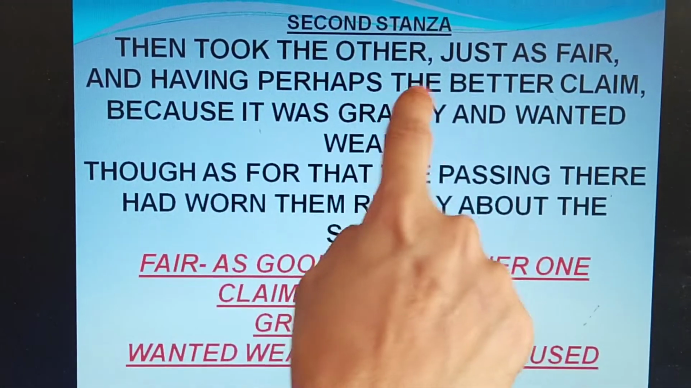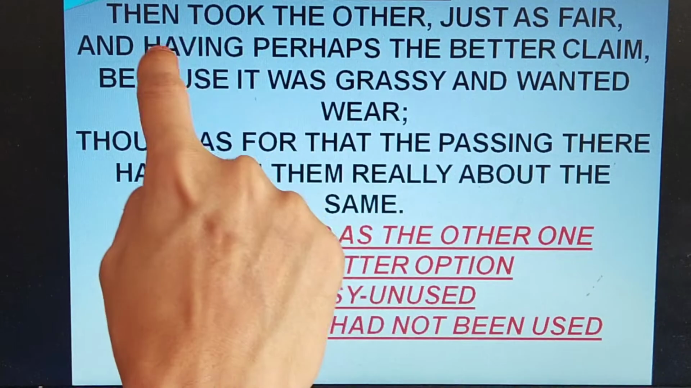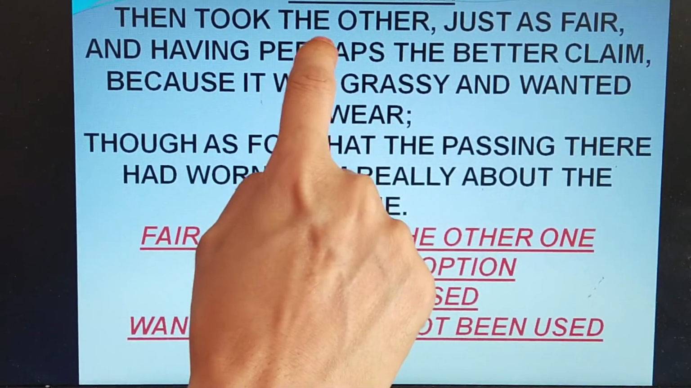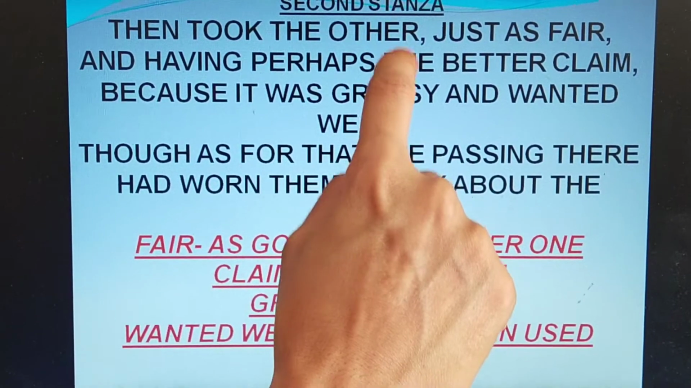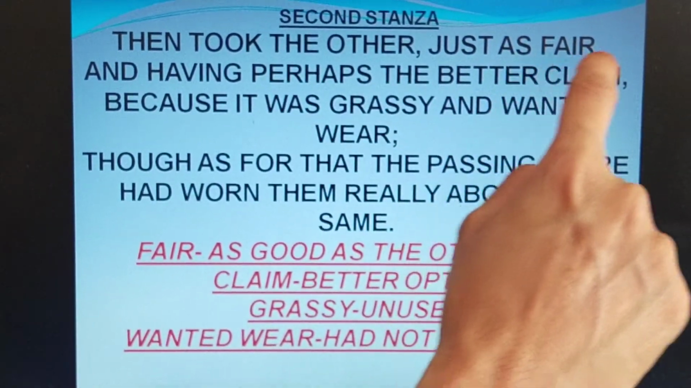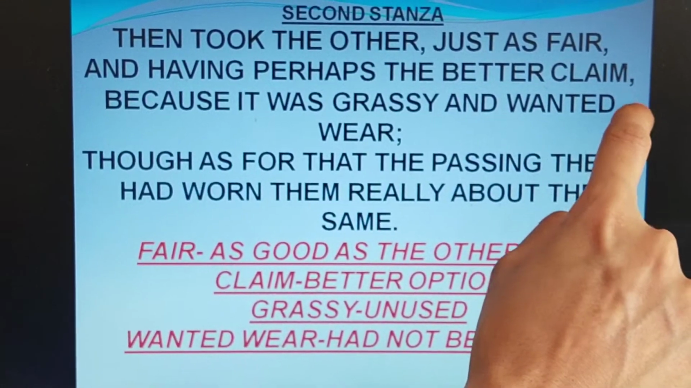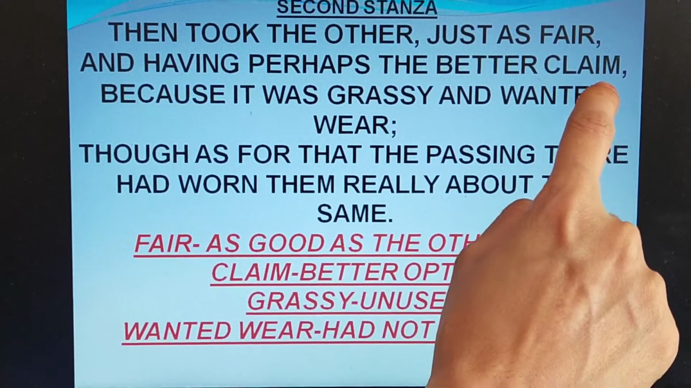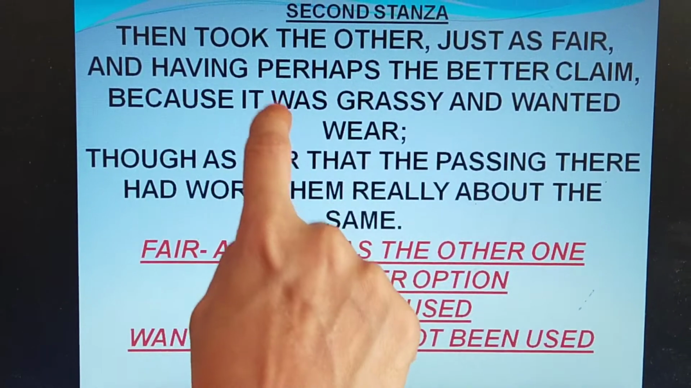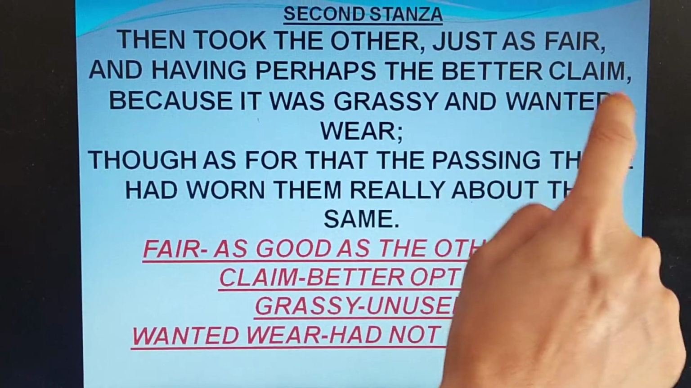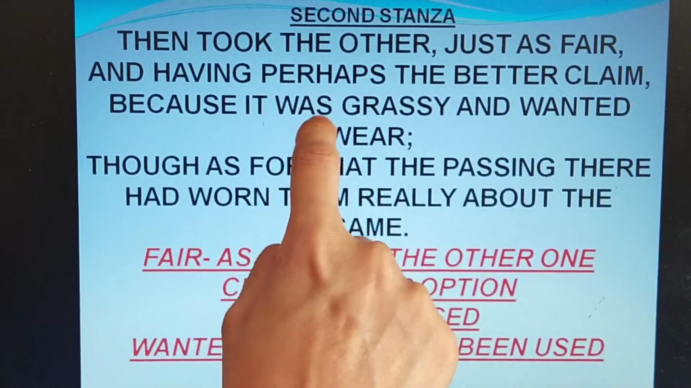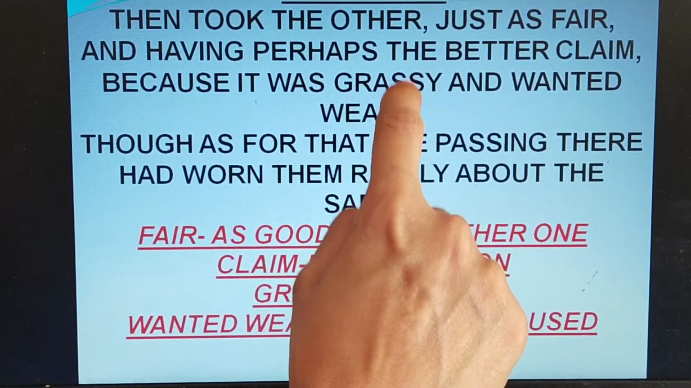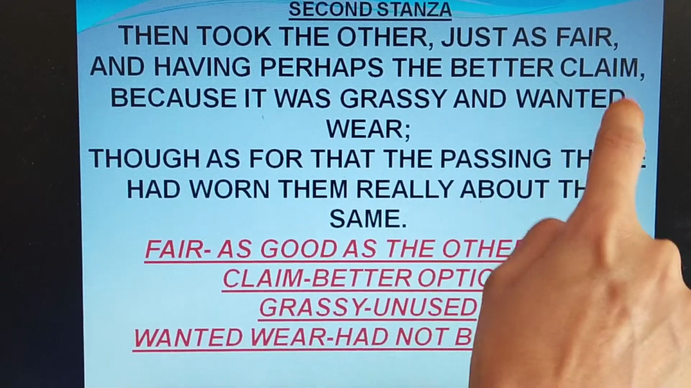And having perhaps the better claim. And I was thinking that maybe the second road is going to give me the better option in my life, better opportunities in my life. Because it was grassy and wanted wear. Why did he think so? Because the road was grassy. It was unused and wanted wear.